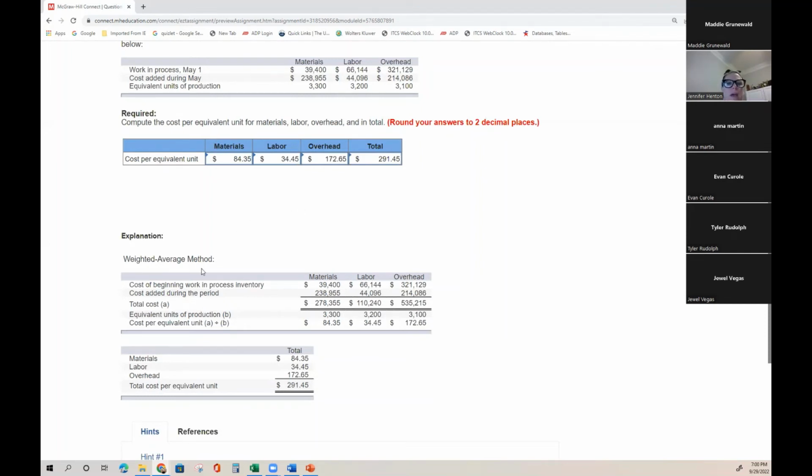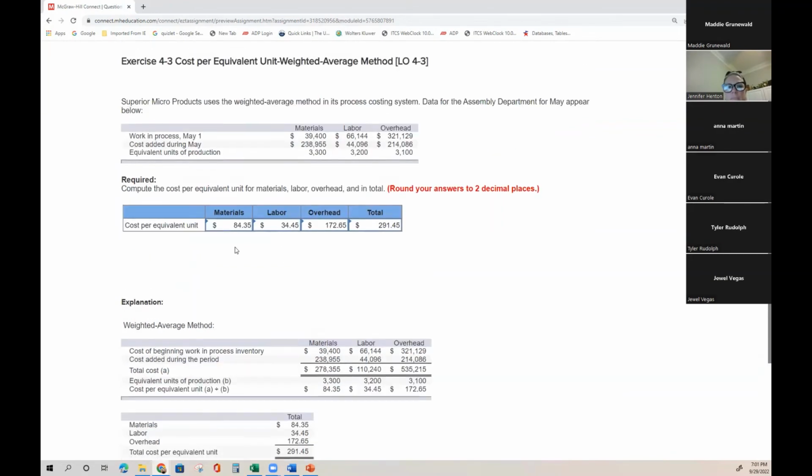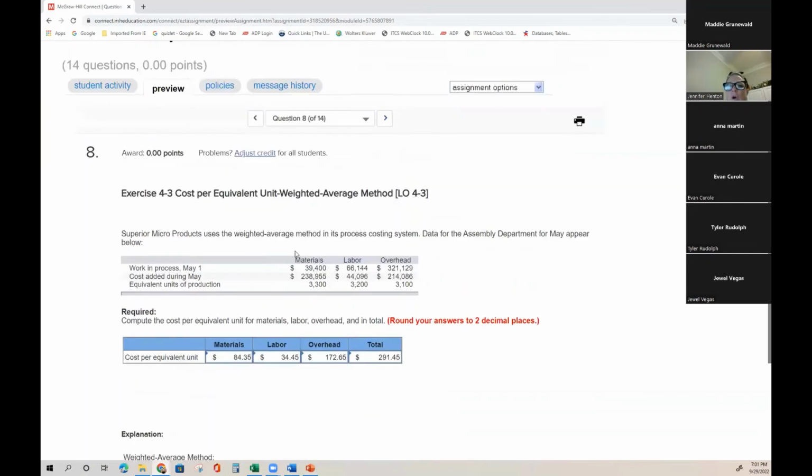So we have to look at what we had in the beginning, and we're going to walk through the materials one. For the beginning work in process, we had 39.4, plus we had 238,955 that was added to the production. I add those two numbers together to get the total cost. Then we've already been given the equivalent units, so we just divide by the 3,300 units, and it gives me the 84.35 per unit. So it's not hard. It might seem a little intimidating at first, like where do I get the numbers from, but it's not really that hard.